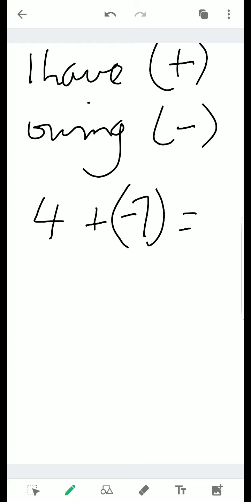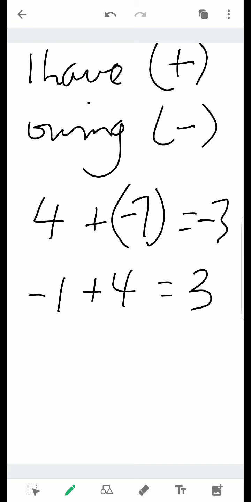What will be the answer? I have 4. That is 4. And I'm owing. That's the negative 7 in the bracket. I am owing 7. If I pay all the 4 that I have, what will I be left with? I'll be left with some of the word negative, and that will be negative 3. If you use the number line, you get the same answer. Let's try another one. Negative 1 plus 4. So I'm owing somebody 1, but I have 4. Okay? So when I pay the person, what will I be having? I'll be having 3. Alright? Yes. These are some simple things.